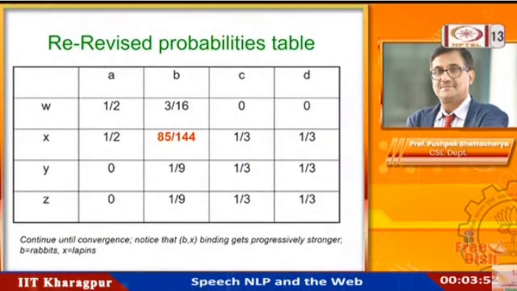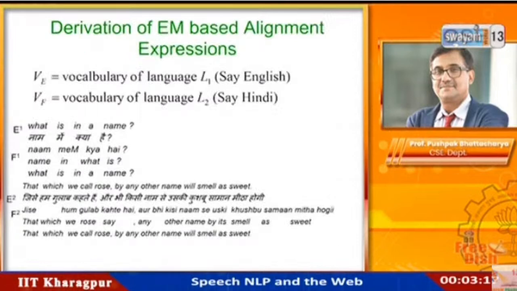Probabilities are revised again. Now you see the X to B correspondence. X is lapin, B is rabbit. That correspondence becomes stronger and stronger, suppressing other probability values in the same row. This goes on happening, and after some time the algorithm converges. EM algorithms necessarily converge because EM is a greedy algorithm, and what it maximizes is the probability of the parallel corpus. And then we get the alignment.